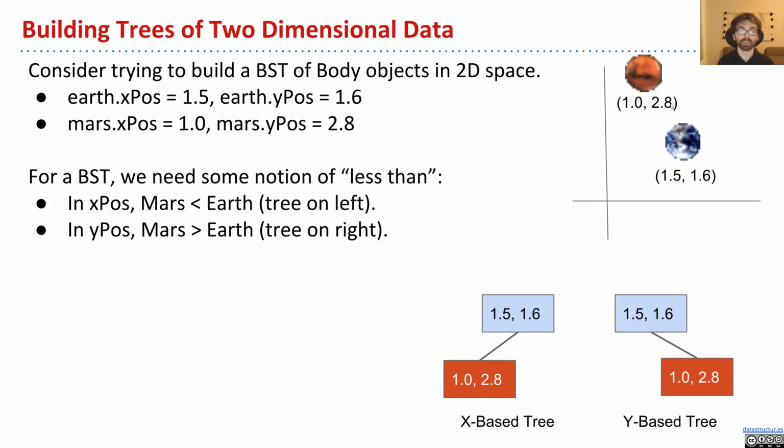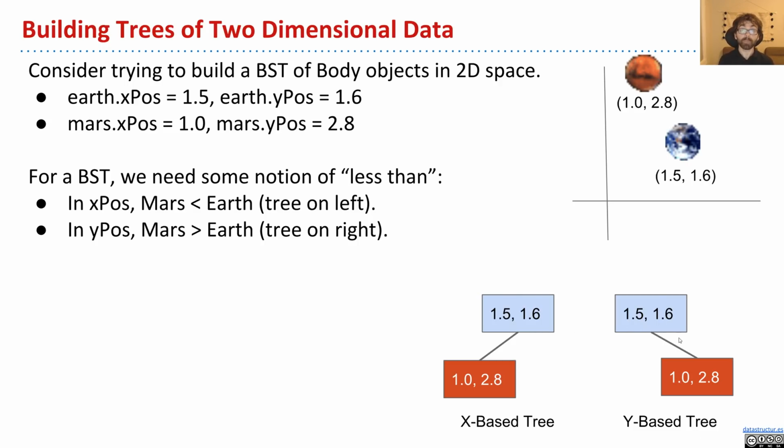Okay? So in a binary search tree, we need some notion of less than to build our tree. And if we're considering both coordinates, then we can't compare both at the same time. So the most natural thing you could do is just pick one. If I do that, in the x position, we would say that Mars is less than Earth, right? It's to the left. But if we look at y position, then Mars is greater than Earth, since it is above. And so an x-based tree for our planets looks like this, whereas a y-based tree looks as we see on the right.